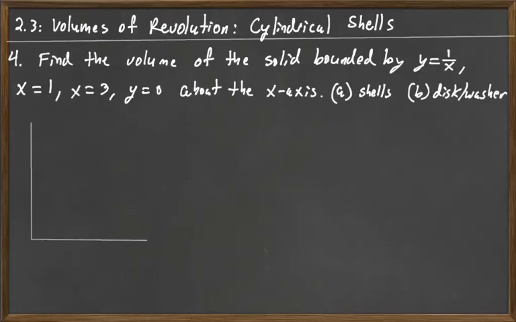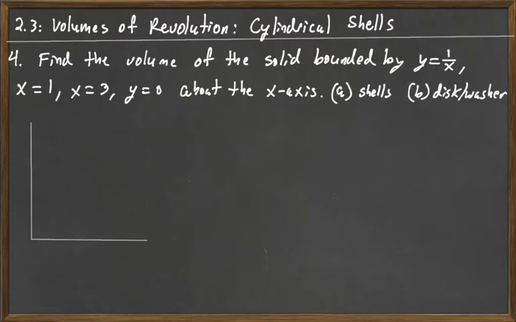Okay, this is the third video on volumes of revolution using cylindrical shells, and we're going to look at one more example. This is example number 4. We're going to find the volume of the solid bounded by y equals 1 over x, x equals 1, x equals 3, y equals 0, and I'm going to revolve that around the x-axis.